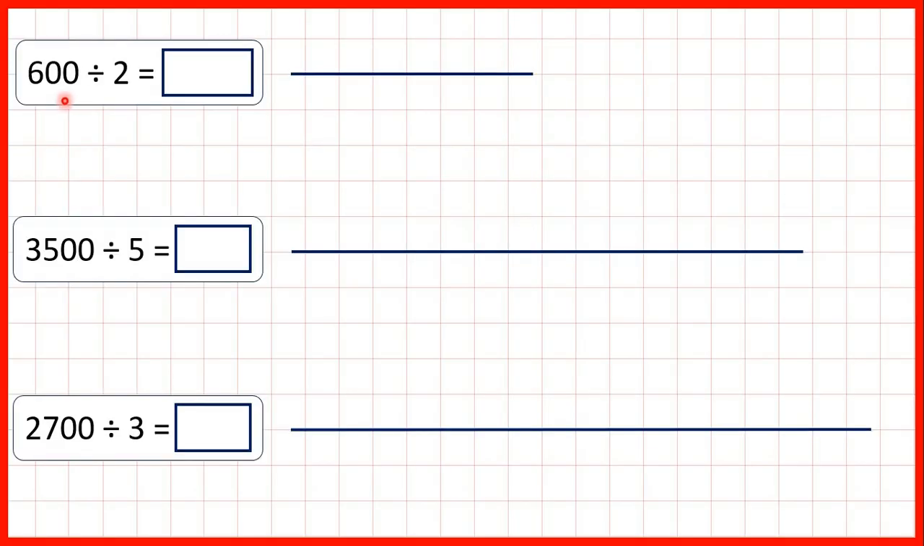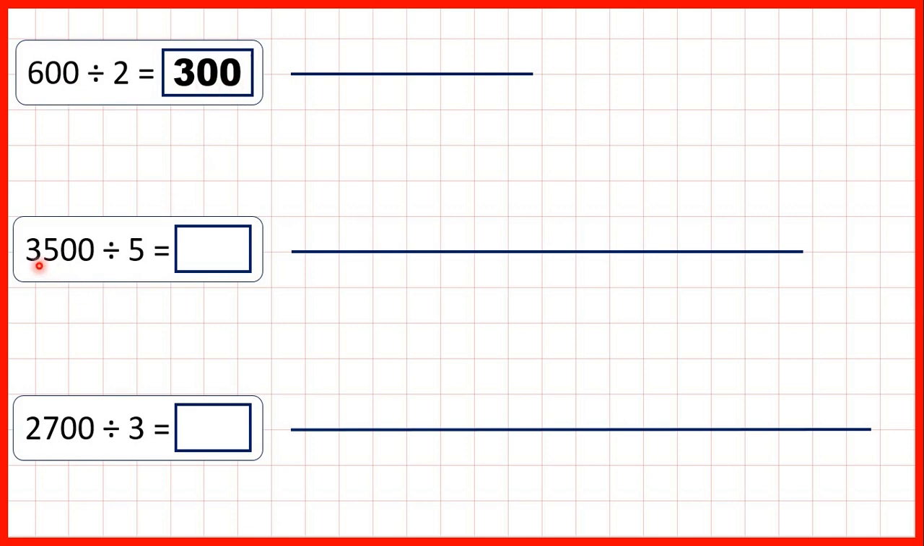Now we need to divide a multiple of 100, so a number that ends in two zeros, by a single digit number. First, we have 600 divided by 2. That's 300, because 6 divided by 2 is 3, and then if we have two end zeros in the dividend, we will have two end zeros in the quotient.